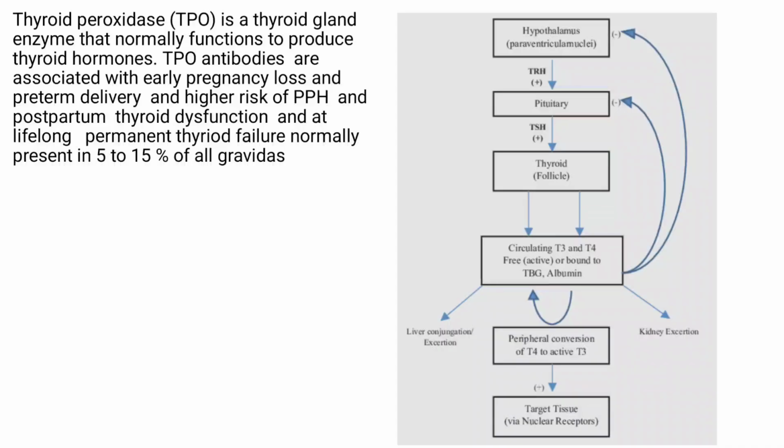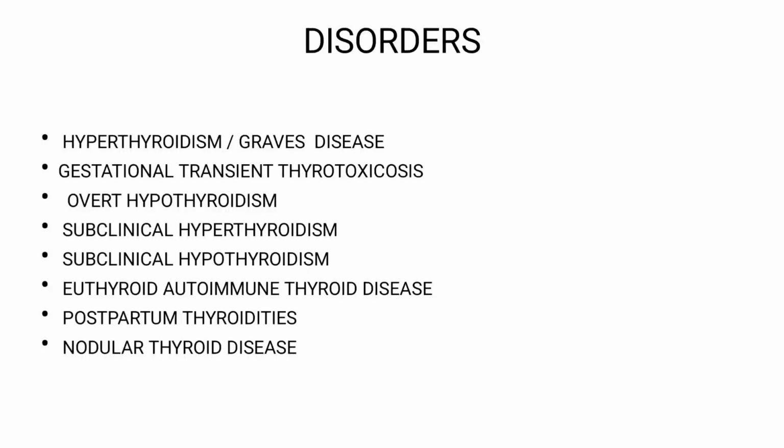This is seen in cases of hyperthyroidism and hypothyroidism also. Thyroid peroxidase antibody is formed against thyroid peroxidase enzyme, which is needed for proper thyroid function. So these thyroid antibodies, TPO antibodies, can lead to early pregnancy loss and preterm delivery, and if these antibodies are present in pregnant women, then there is high risk of postpartum hemorrhage and postpartum thyroiditis, and the patient may need lifelong thyroid treatment in 15% of the cases.